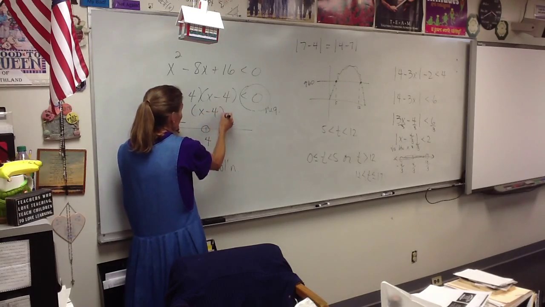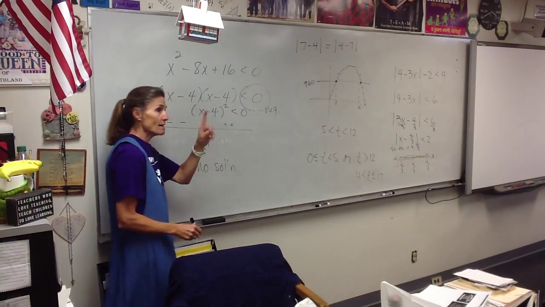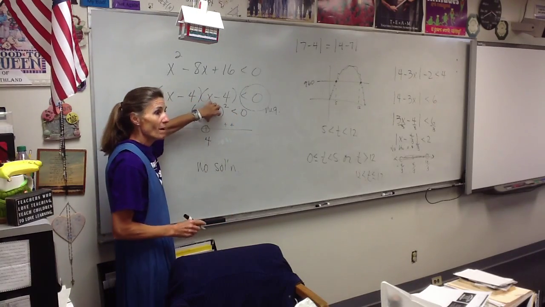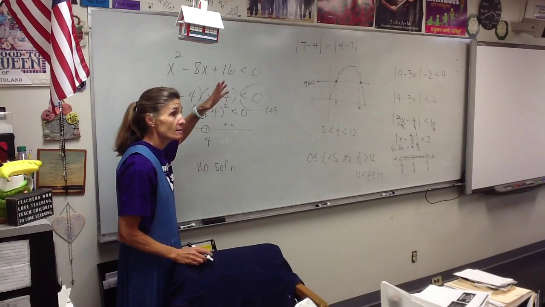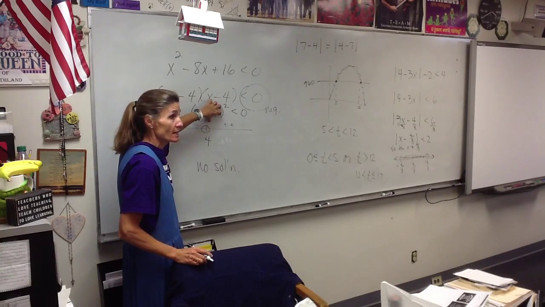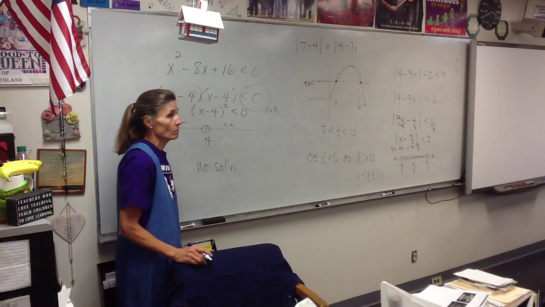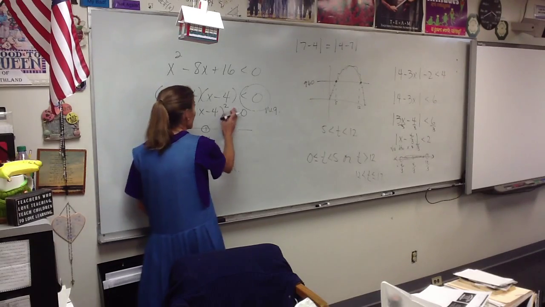X minus 4 squared less than 0. Now wait a minute. What do you know about squared things? They're always positive. Can a squared thing be less than 0? No. So that's why there's no solution. Now, turn it around.